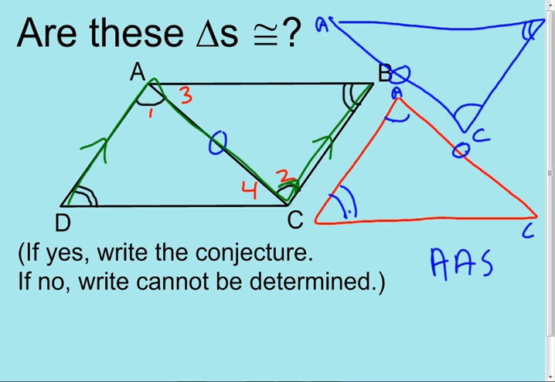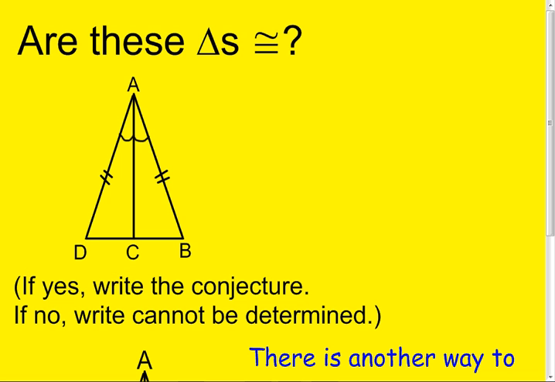Shh. It's angle, angle, side. Okay, let's try the next one. Johnny, how about this one? Side, angle, side. Because what side, Eric? Because AC is congruent to AC. So it's side, angle, side.